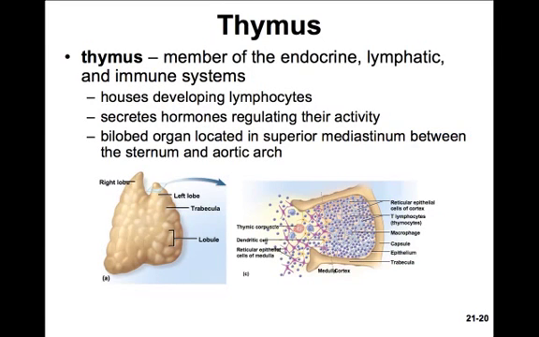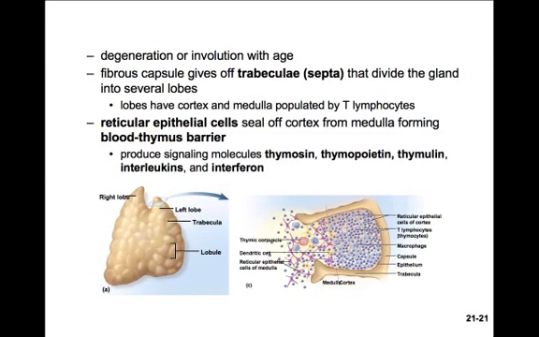Now the thymus, which is our other primary lymphatic organ, is not only a member of the lymphatic system, but a member of the endocrine and immune systems also. The thymus houses developing T lymphocytes, as well as secreting hormones that regulate their activity as they mature. It's a bilobed organ that you can see here, and it's located in the superior mediastinum between the sternum and the aortic arch. We see that the thymus degenerates or involutes with age.